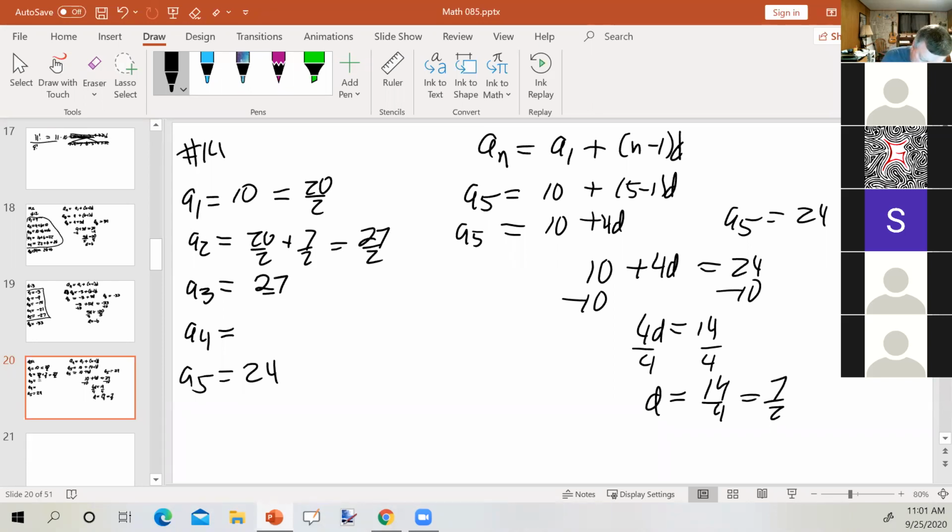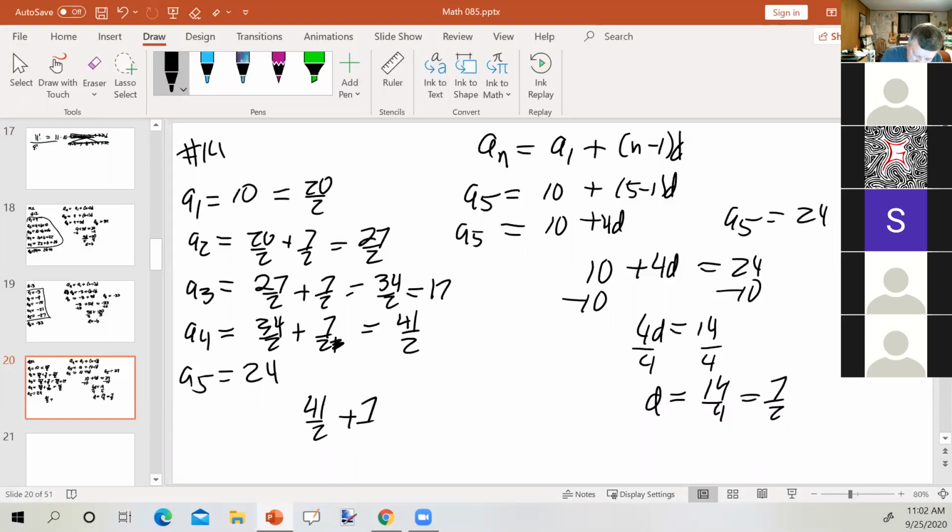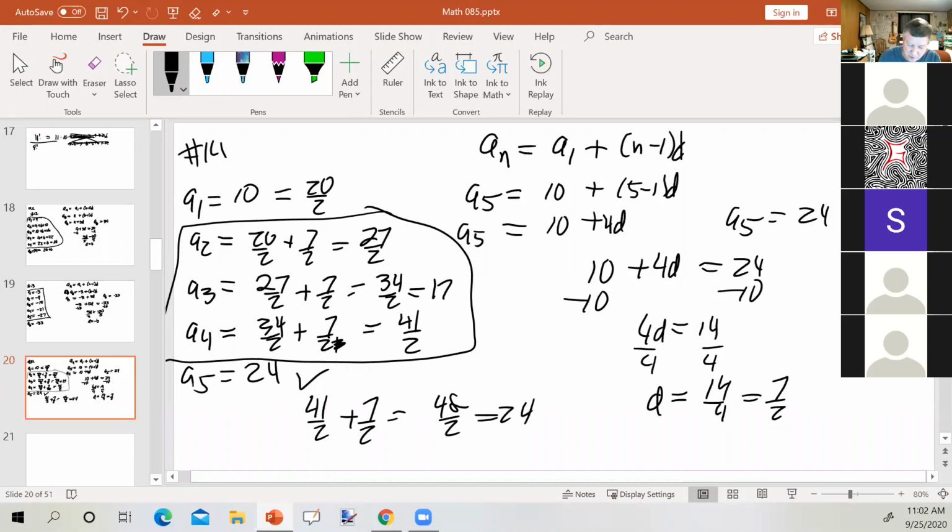A sub 3 is 27 over 2 plus 7 over 2, which is 34 over 2 or 17. A sub 4 is 34 over 2 plus 7 over 2, which is 41 over 2. And a sub 5, we already know, but if I take 41 over 2 plus 7 over 2, I get 48 over 2, which is 24. Bingo. So our 3 arithmetic means are 27/2, 17, and 41/2. And with that, we're going to go on to the new section.